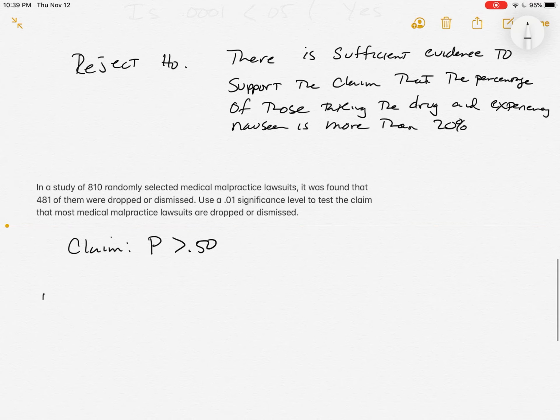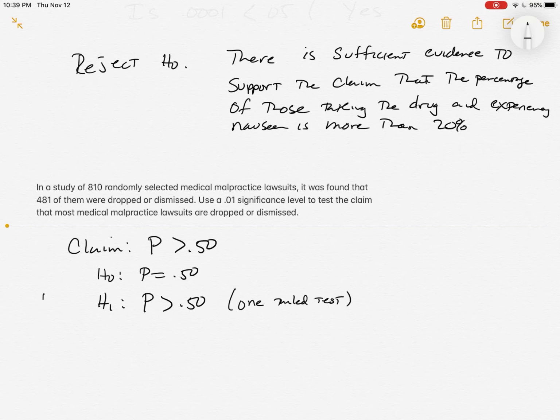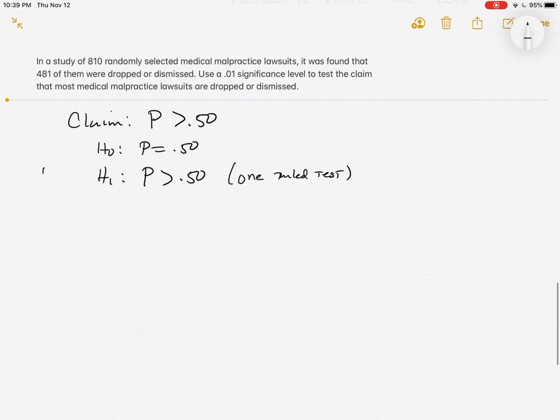That's our claim. Our null hypothesis is always equal to, and our alternative will always be the claim if it can be, and it can be this time. Now, why can it be? Because the claim has a strict inequality. The claim does not have an equal to sign in it. And so that's what we have for our alternative hypothesis, which means that this is, again, a one-tailed test. Remember, the only time it was two-tailed is when the alternative hypothesis had a not equal to sign in it. So keep that in mind for the future.